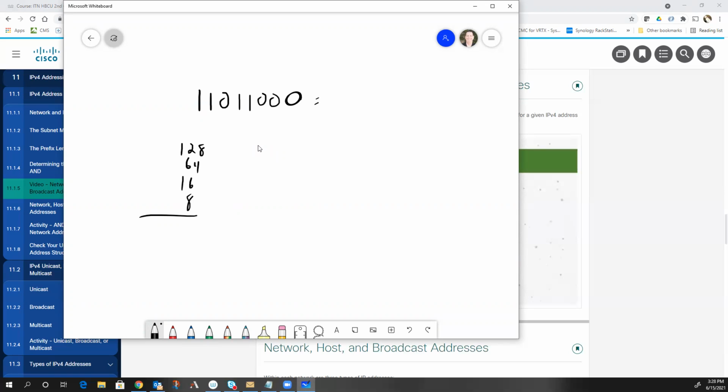And again, one of the things I do teach my students is these breakpoints. So 1 and all zeros, 128, 1, 2, 3, 4, 5, 6, 7, 8, 1 and 7 zeros. So this is 128. This is 192. 1, 2, 3, 4, 5, 6, 7, 8 equals 224.